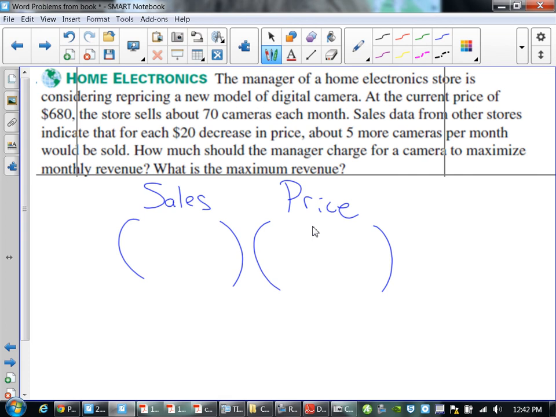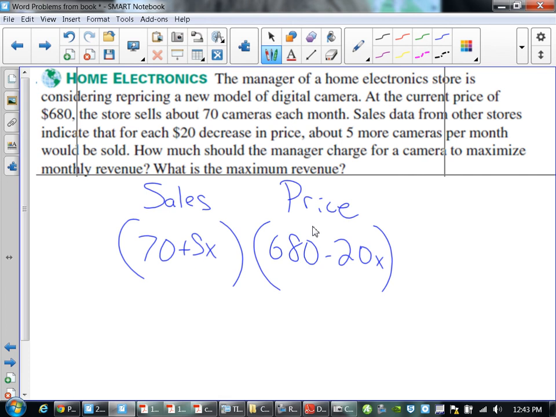The sales, when I'm talking about sales, is how many units you are selling a month. You're selling 70, at $680 apiece. The next part says that for each $20 decrease in price, 5 more are sold. So what do I put with the sales? Plus 5x, good. And then the other one would be minus 20x. Would it be x again? Yep, because per $20 decrease, you get 5 more.